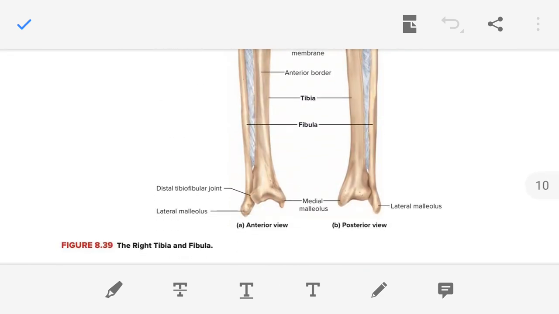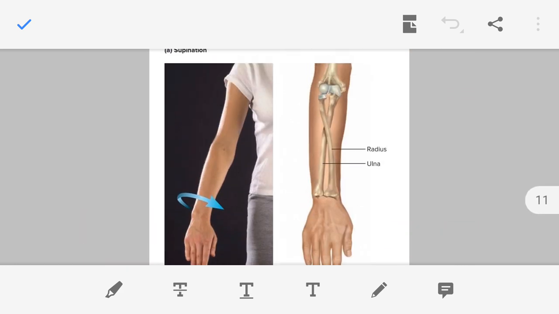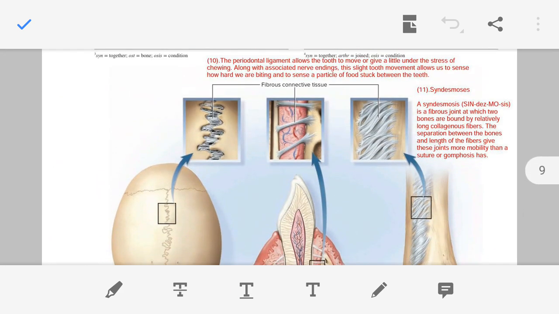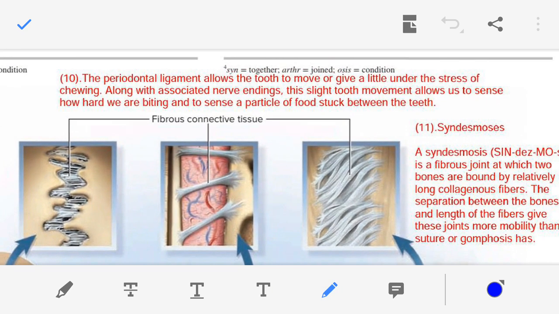Now, 10th point, 9 points we have completed. See, now what is this periodontal ligament doing? So when we are chewing our food, we experience a little bit of stress. This stress is borne by the periodontal ligament.